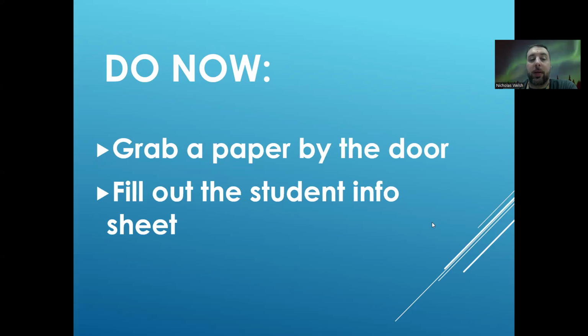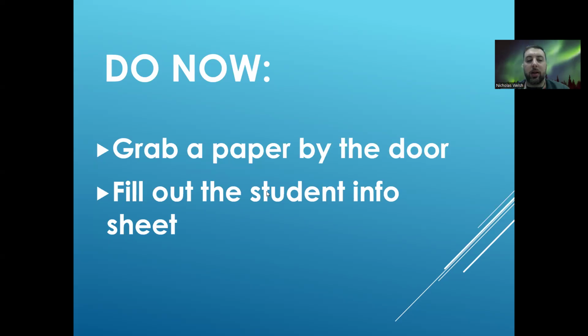Welcome to ICP, which stands for Integrated Chemistry and Physics. I'm going to walk you through the syllabus and a couple things to get started today. If you haven't done so, please go ahead and grab a syllabus that should be waiting for you by the door. Go ahead and rip those two pages apart because you're going to turn one of them in and you're going to keep the other one.